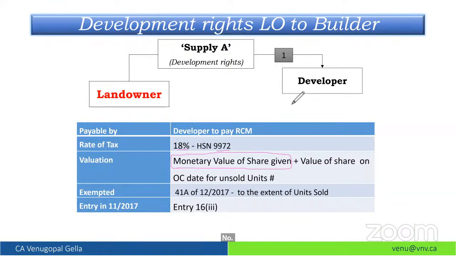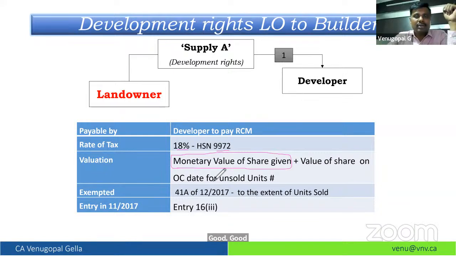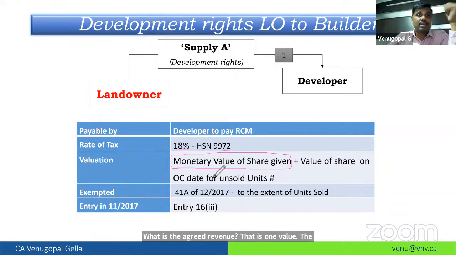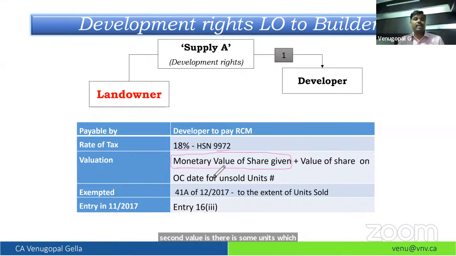Yeah. So the monetary value of the units that have been sold before OC, the landowner will be getting 30%, 40%, whatever is the agreed revenue. That is one value. The second value is there are some units which remained unsold on the date of OC. What happens to that?